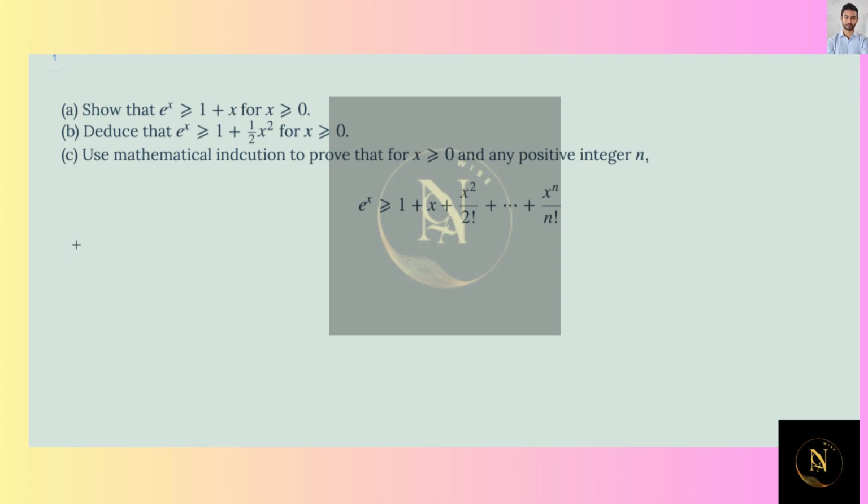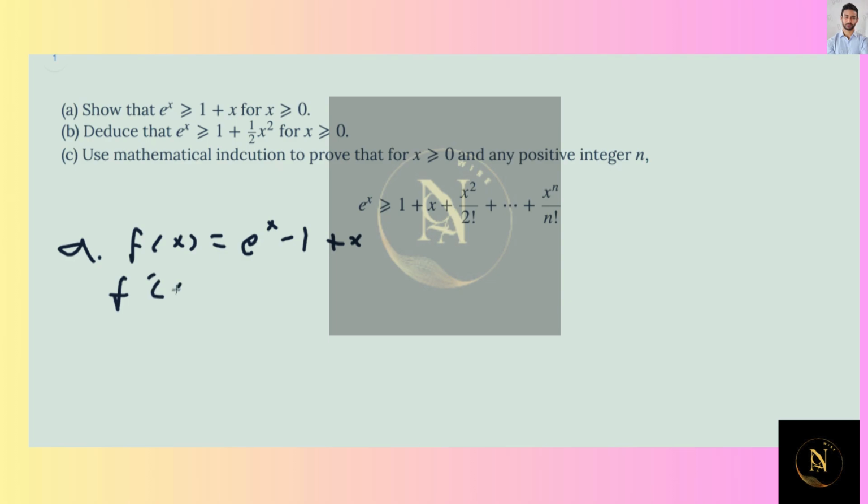Okay, so we're being asked to show that e to the x is greater than 1 plus x for all x greater than 0. So we're going to assume that f of x is equal to e to the x minus 1 plus x. This is completely normal. You can assume any function. So let's take the derivative.